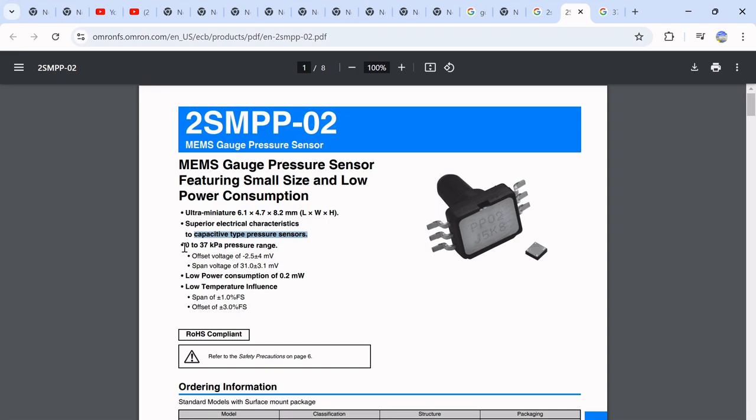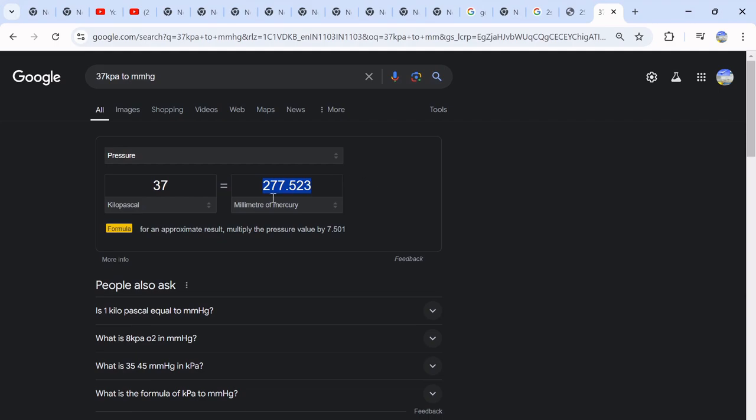Okay. So these are the maximum ratings of this pressure sensor. 37 kilopascal means you can just assume that the maximum rating of this pressure sensor is around 277.53, roughly 280 mm of Hg.